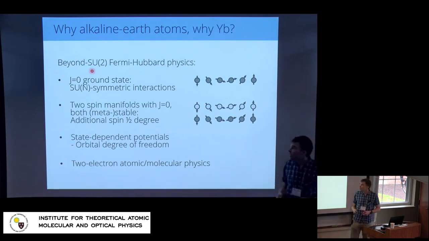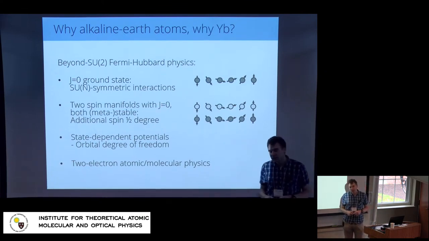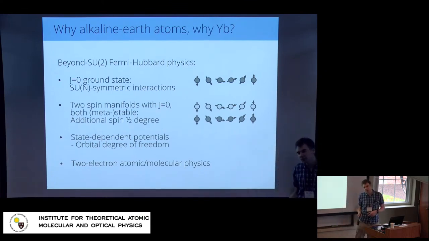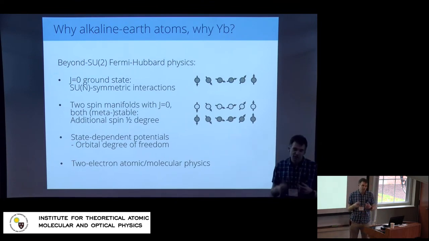In addition to that, we have two spin manifolds that we can use in parallel, and by this I mean the electronic spins with alkaline-earth. That's like in helium, where you have the spin singlet and the spin triplet manifold. Both of them have metastable or stable ground states. Both of them are J equals 0, so we have two separate degrees of freedom that are kind of orthogonal to one another.